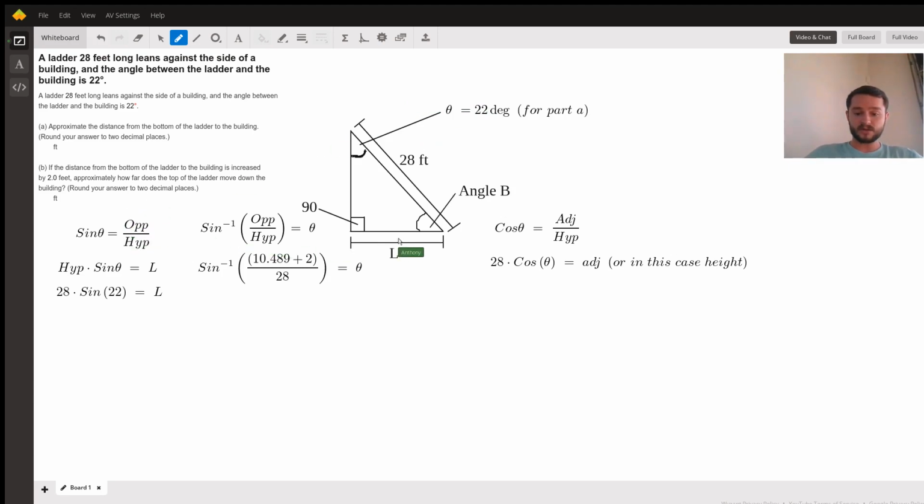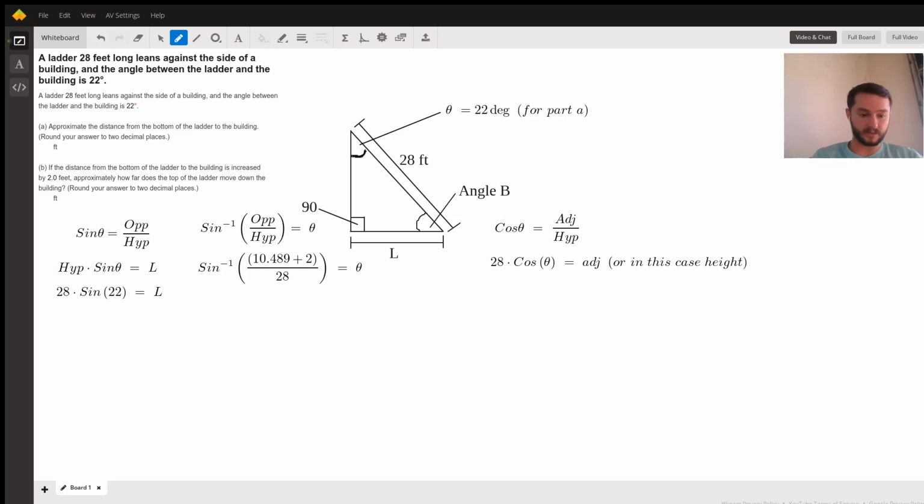So first, we're going to want to calculate our missing length L, or the distance that the bottom of the ladder is from the wall. And we can use this with sine theta. We know that sine theta is equal to the opposite leg over the hypotenuse. So in this case, sine of 22 degrees, our initial angle, is equal to the opposite leg, our missing variable L, over 28 feet. So what we'll do is multiply both sides by the hypotenuse. We will cancel it out on the right side, and on the left side, we'll be left with 28 times sine of 22 equals L.